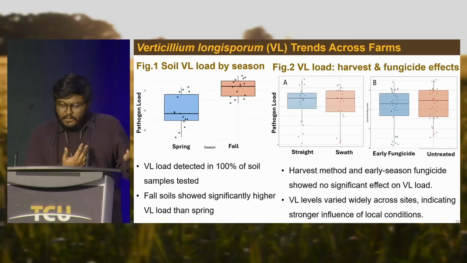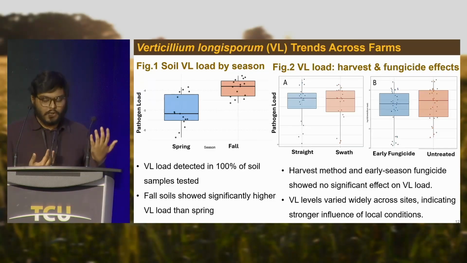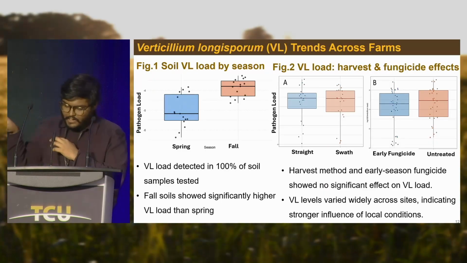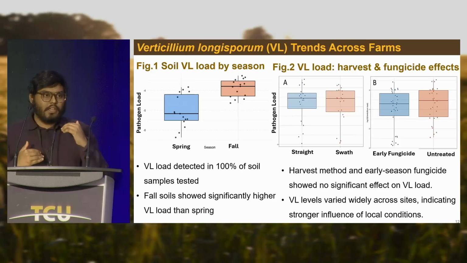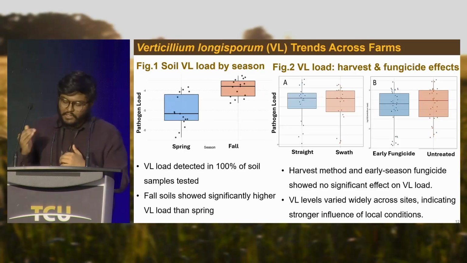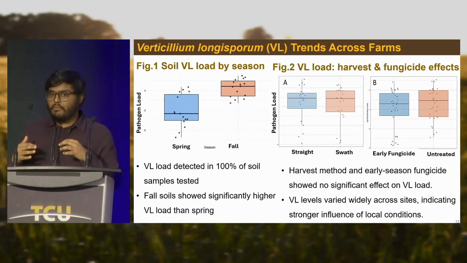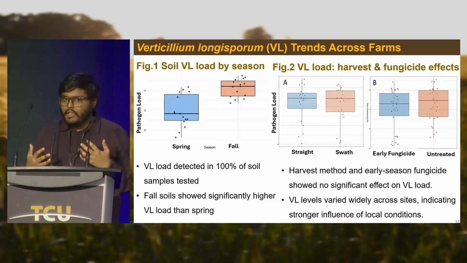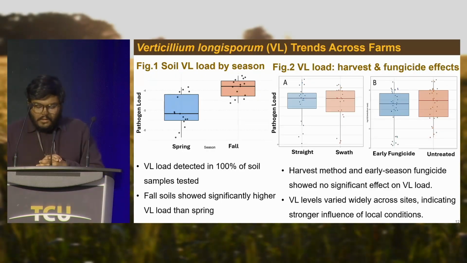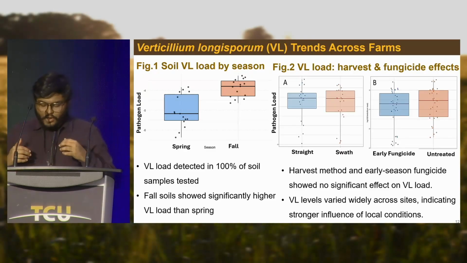Once those samples were processed and tested, here's what we actually found. On the soil side, which is shown on the left, we were able to see verticillium in 100% of the samples that were tested. Following that, fall soil samples had significantly higher verticillium levels when compared to spring samples, which fits with the pathogen building up throughout the growing season.